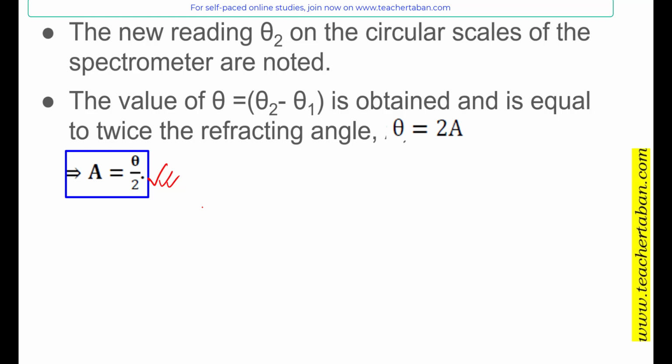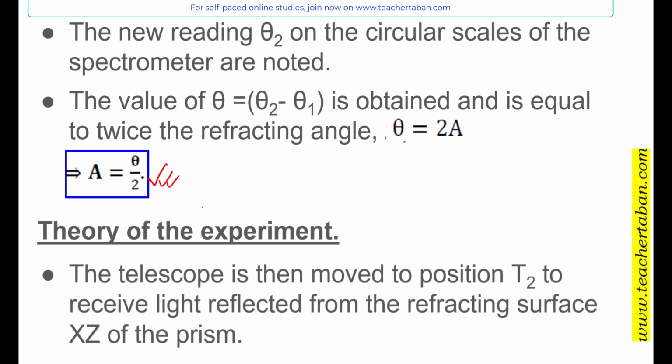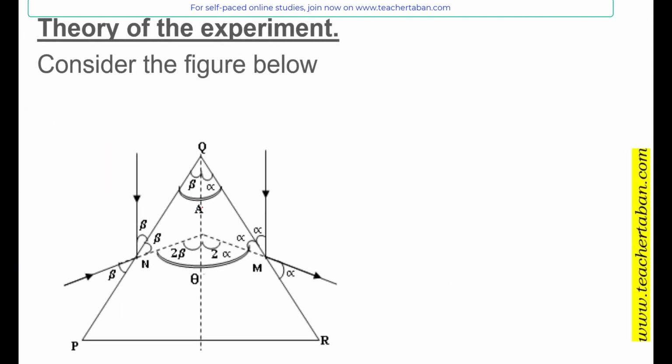But then, how do we come to this equation here? Remember, if you're describing an experiment, the theory of the experiment is not needed, but we need to know where it comes from. You may be given questions relating to the refracting angle of the prism and that angle theta. So we need to know where it is coming from. In case the telescope is moved to position T2 to receive the light reflected from the reflecting surface XZ of the prism, this is how it looks.